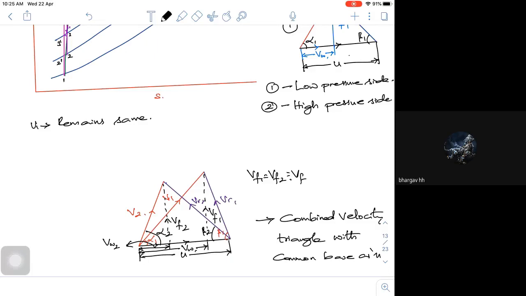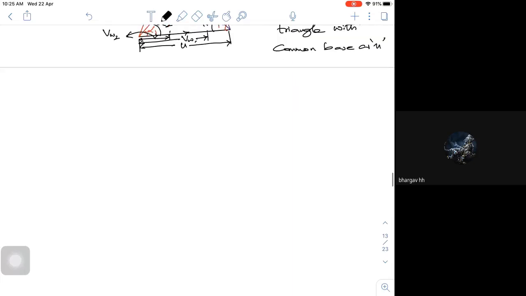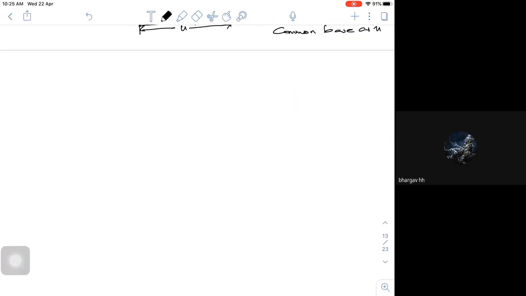Now we'll go for what they have asked to solve in your problem statement. The first thing to solve is the polytropic efficiency.